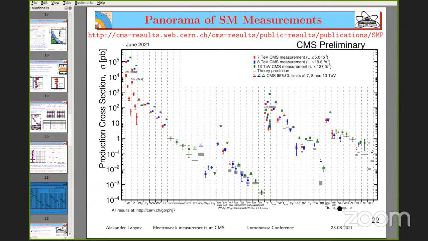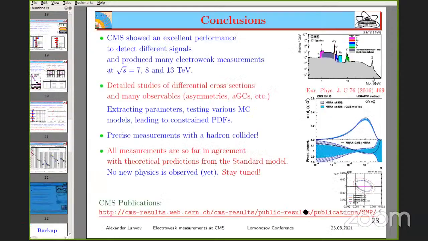And finally, I'll just remind you of the general panorama of standard model measurements, which were also presented on Sunday, yesterday, by CMS. And these are my conclusions. So CMS showed an excellent performance to detect different signals and produce many electroweak measurements at 7, 8, and 13 TeV.